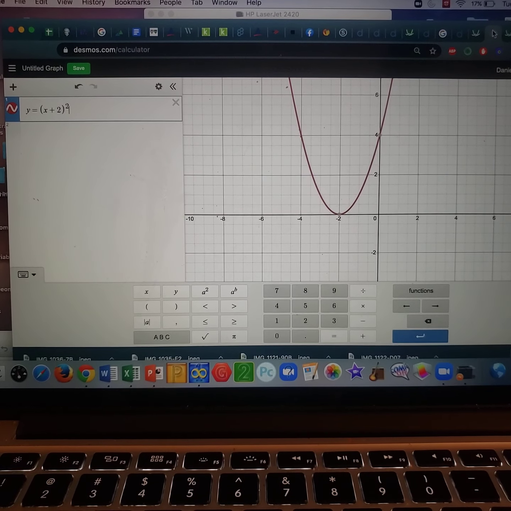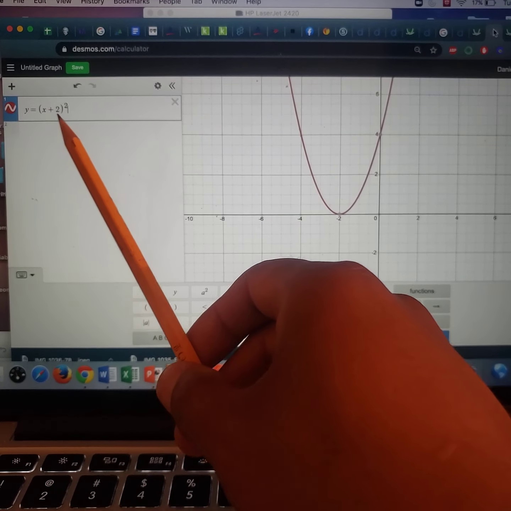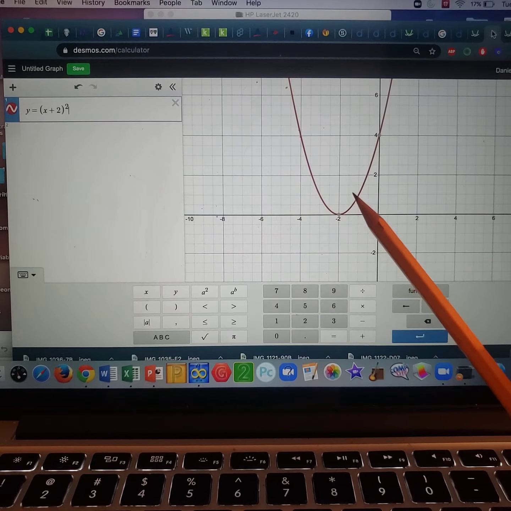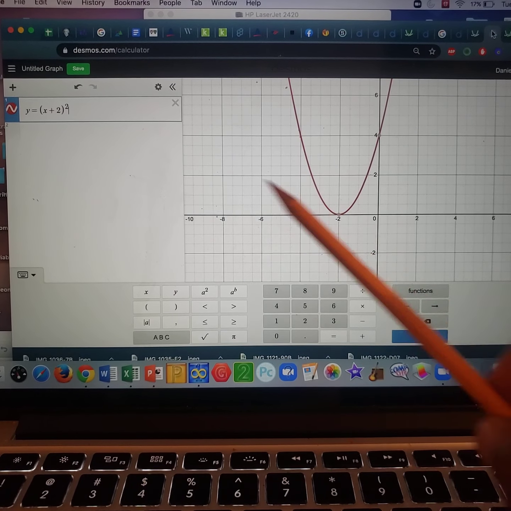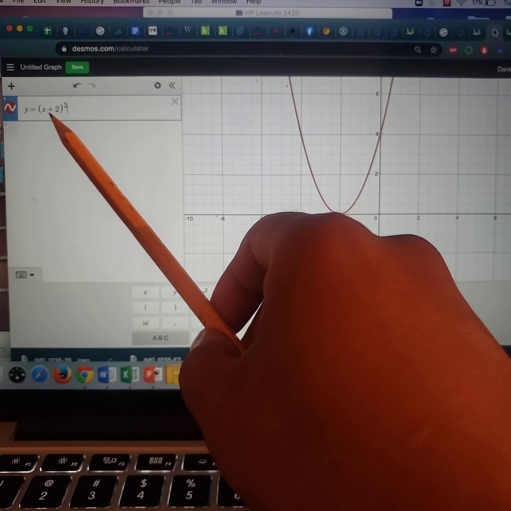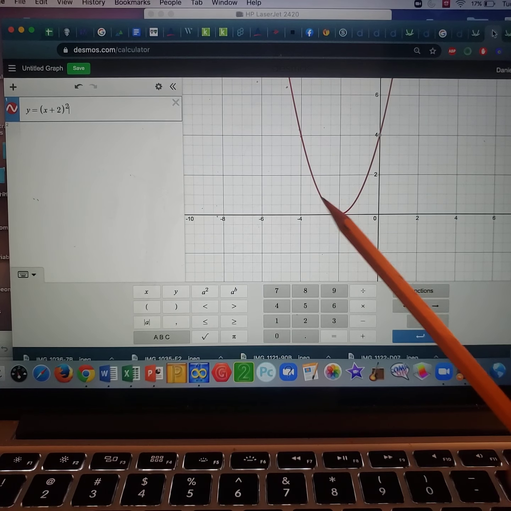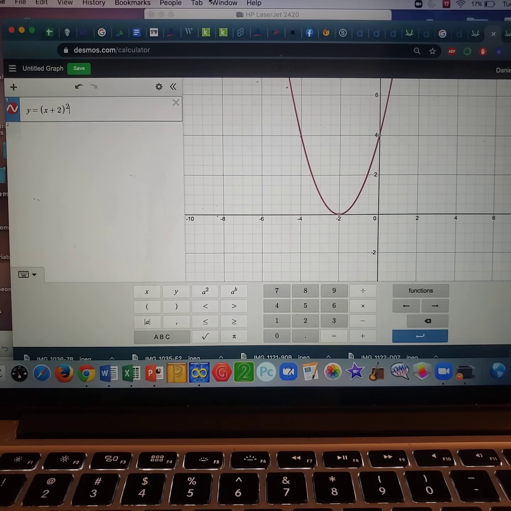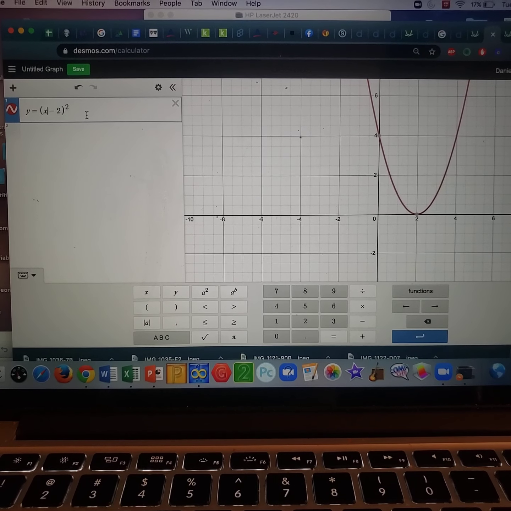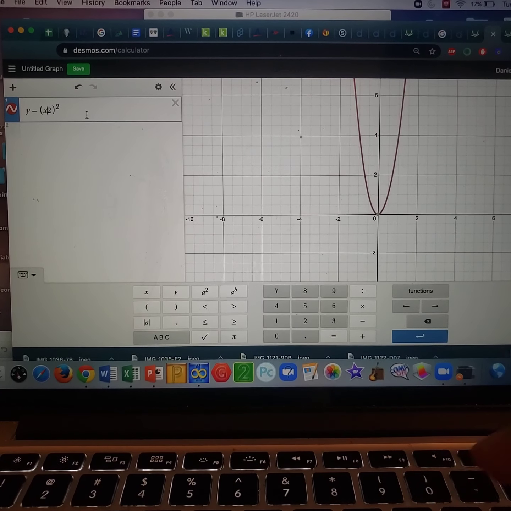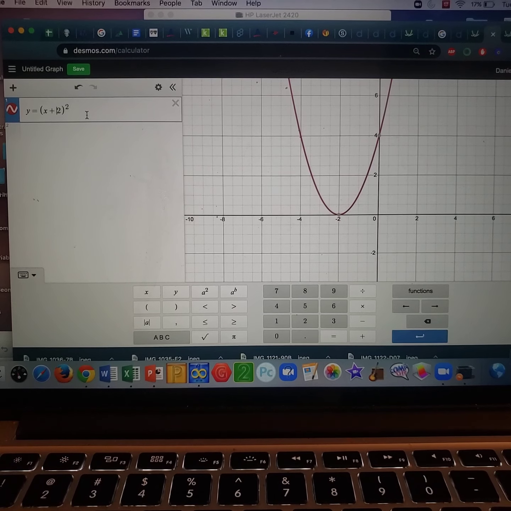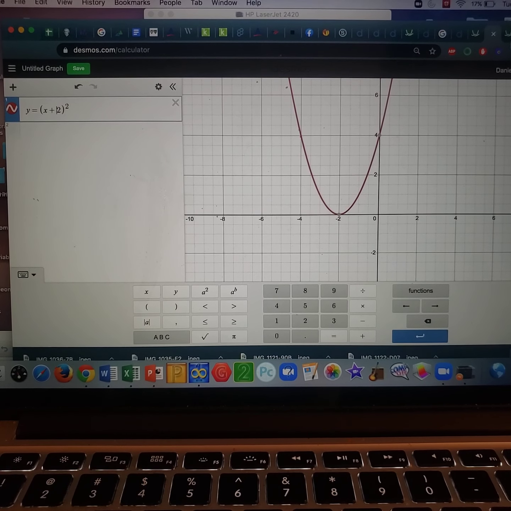Now if we shift it, x plus 2 is going to shift it negative 2 units to the left. You can set this equal to 0 and solve for x, and you know x is going to be negative 2. If I change this to negative 2, it's going to shift the other way. Watch, yep, see. But let's change it back to positive 2, and it shifts back.